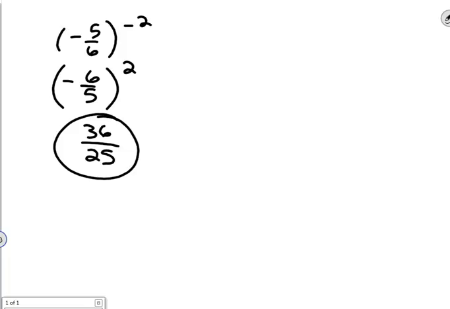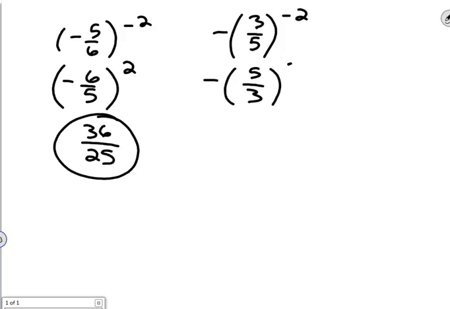So part E is negative 3/5 raised to the negative 2. Similar to the previous one, right? But the difference is the negative sign is outside of the parentheses. So now when we flip the fraction, we're going to keep this outside and we're going to flip it to 5/3. That becomes a positive 2 exponent.